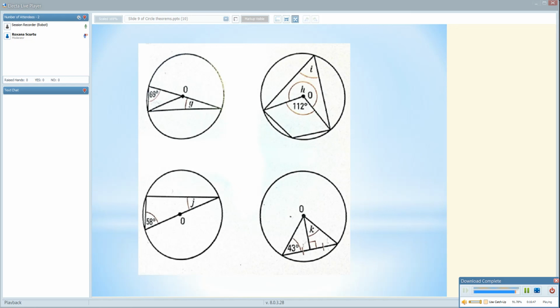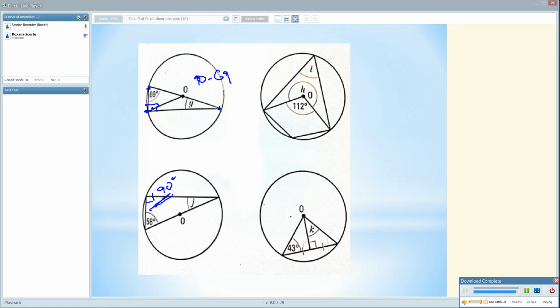I'm going to explain it really fast. So as you can see, this point here and this point here, this angle is based on the circle and it has a diameter. Yeah, it starts at one point of the diameter and it finishes at the other one. So this is going to be 90. So G is going to be the difference between 90 and 69.